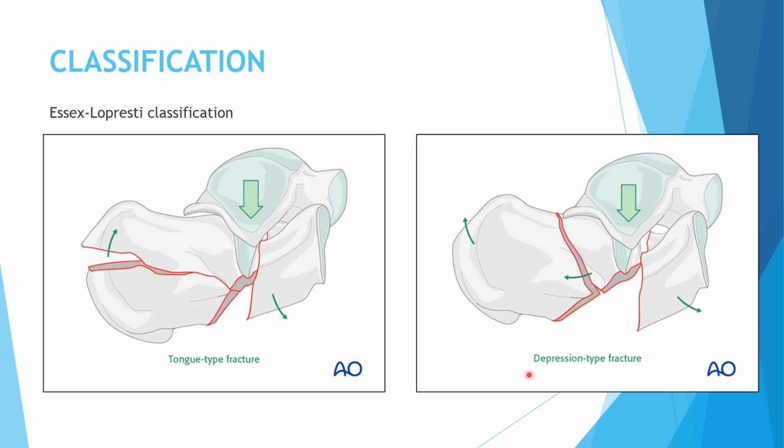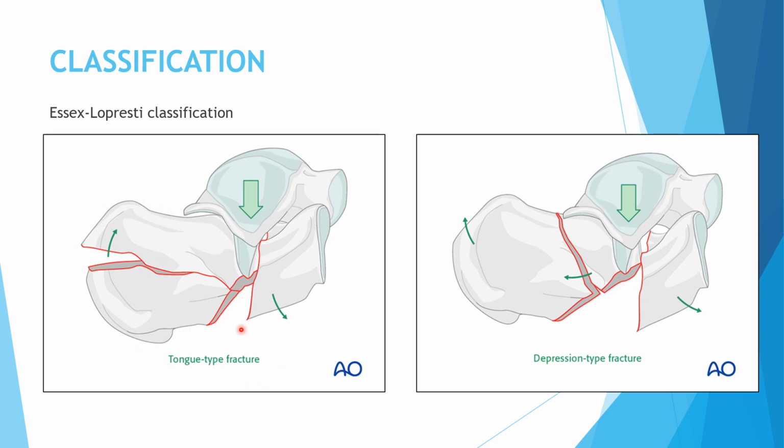The more common type is the depression type. So in that type, the secondary fracture line will go here, anterior to the posterior tuberosity. So if the secondary fracture line goes anterior to the posterior tuberosity, this is called depression type, joint depression type. If it goes all the way posterior, including part of the calcaneal tuberosity, that's called tongue type.